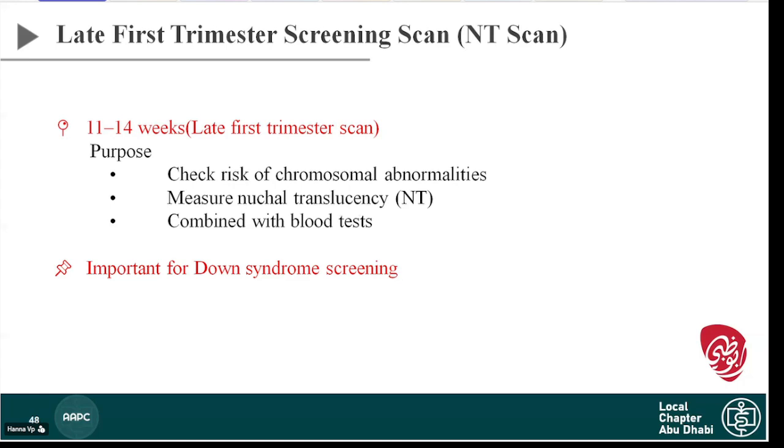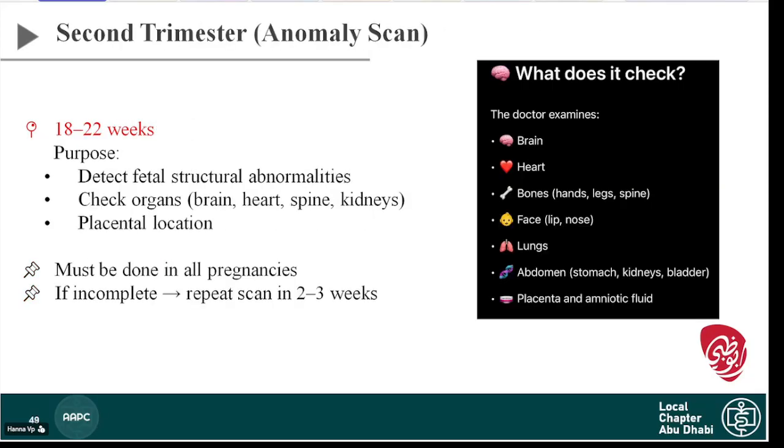Then after that, in the second trimester, we do another test, which is called the anomaly scan. This is another ultrasound we do especially in the second trimester. Here, we usually do it between 18 and 22 weeks. What is the main purpose, guys, mentioned here? Detect fetal structural abnormalities, to find out structural issues.